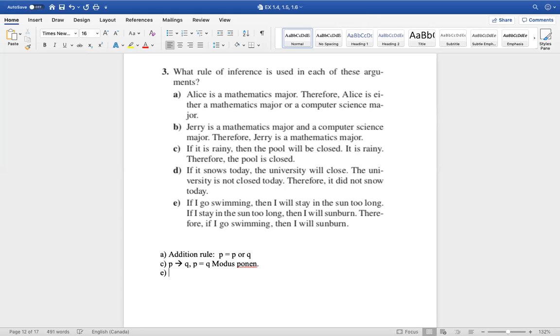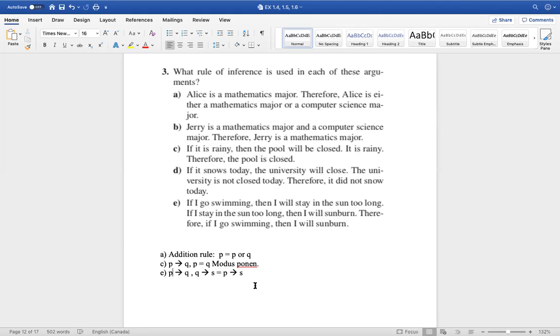Let's do the last one, part E. Part E says if I go swimming, then I will stay in the sun too long. If I stay in the sun too long, then I will sunburn. Therefore, if I go swimming, then I will sunburn. So this rule basically means if P then Q, if Q then S, then we can conclude that if P then S.